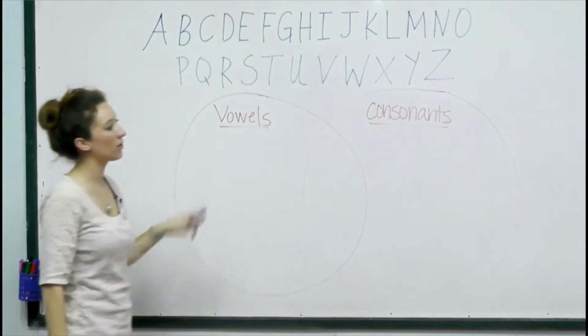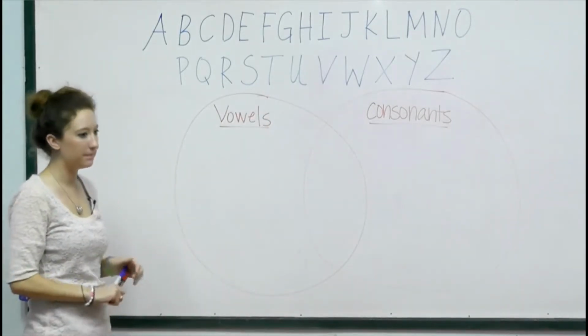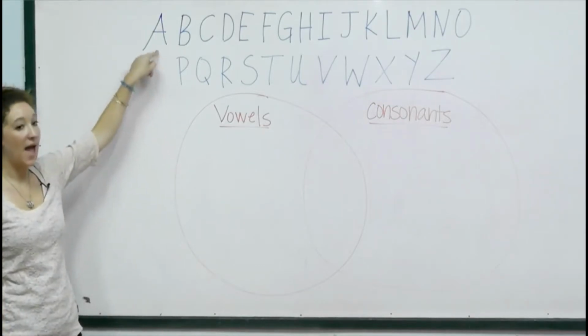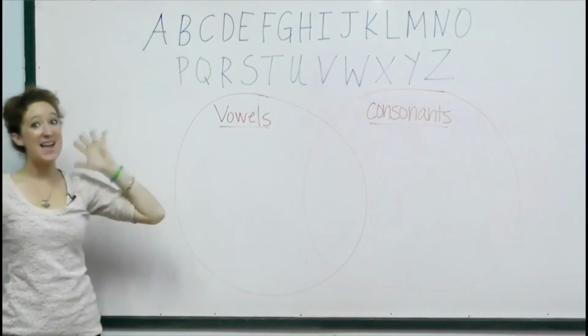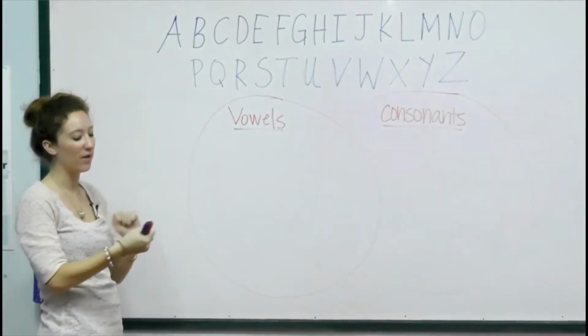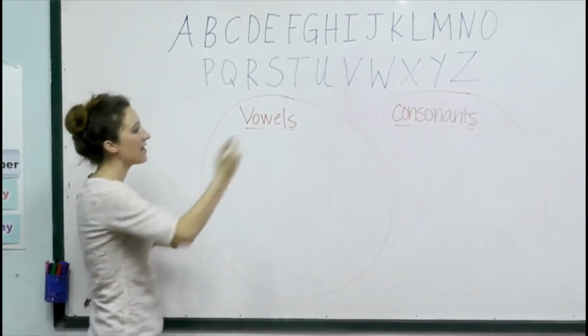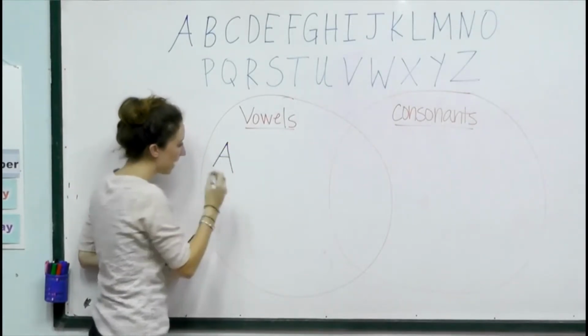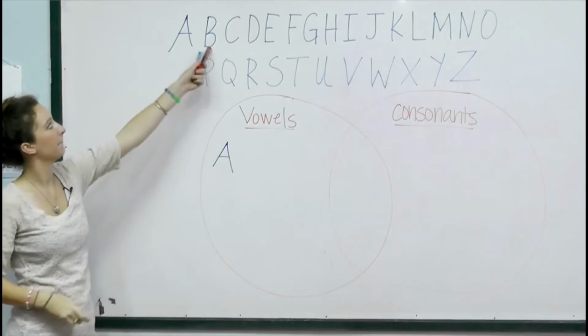So we're going to go through the letters of the alphabet together. All right. So what's this first letter? A. A is a vowel. A is a very important vowel. All right. So A gets to live on the vowel side.